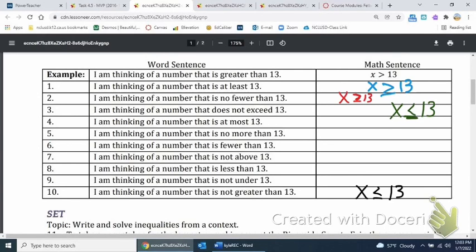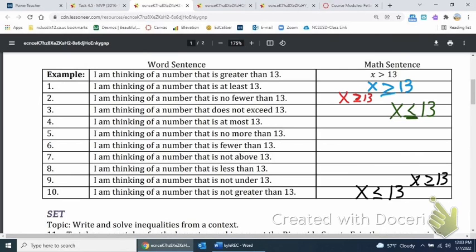Let me find one that doesn't have an equal to. Let's do 6. 9, you said? So if it's not under 13, it can be greater. It could also be 13. So that would be a greater than or equal to. How about 8?